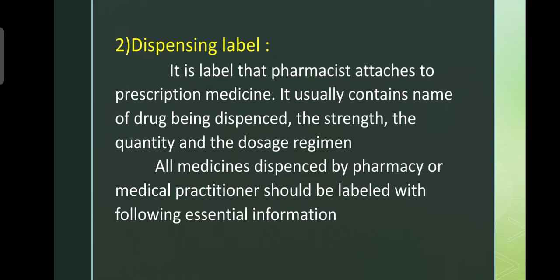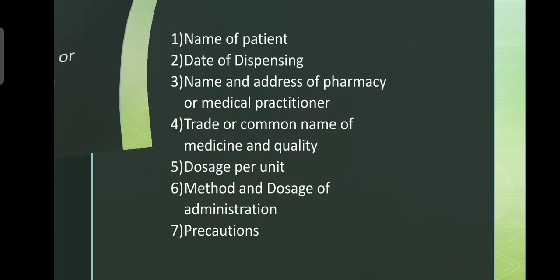Second one is the dispensing label. It is a label that pharmacist attaches to prescription medicine. It usually contains name of drug being dispensed, the strength, the quantity and the dosage regimen. All medicines dispensed by pharmacy or medical practitioner should be labeled with the following essential information.